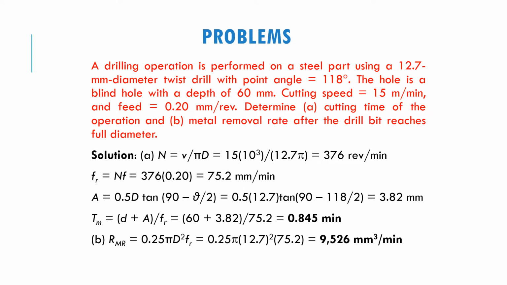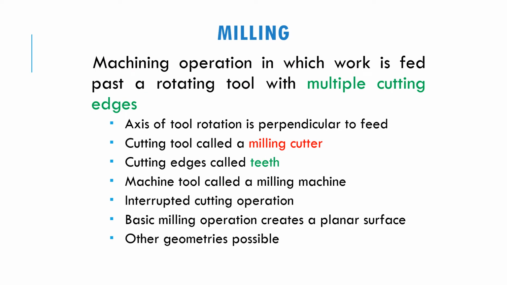Okay. So the next process is the milling process. Milling is a machining operation where work is fed past a rotating tool with multiple cutting edges. Here are some facts about milling. The axis of tool rotation is perpendicular to the feed. So the tool and the work material move perpendicular to each other. The cutting tool is called a milling cutter, and the cutting edges are called teeth.